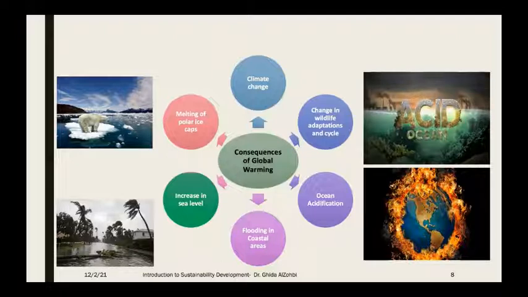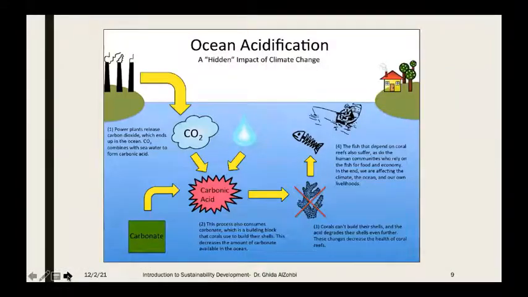However, what does it mean, ocean acidification? To know more about ocean acidification, we have this picture here to describe the process of ocean acidification. So what happens in this case? Here, as you know, power plants release carbon dioxide, which ends up in the ocean.